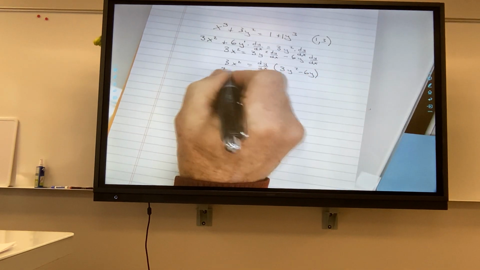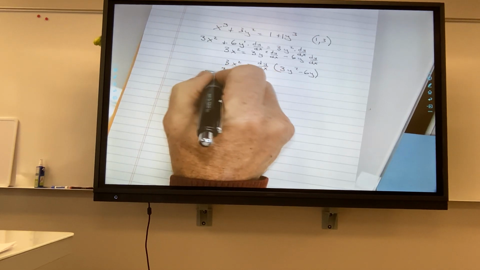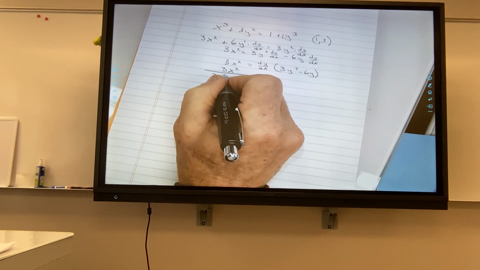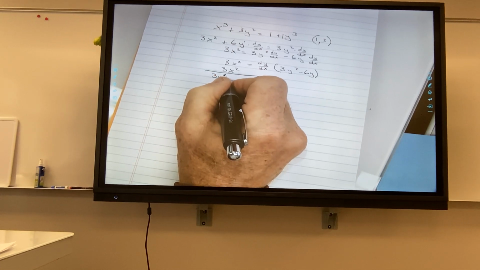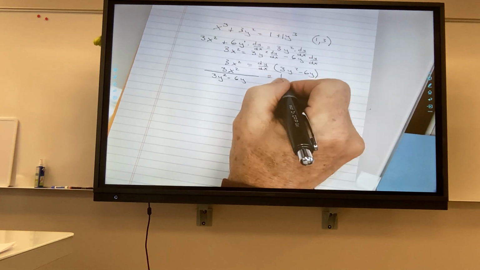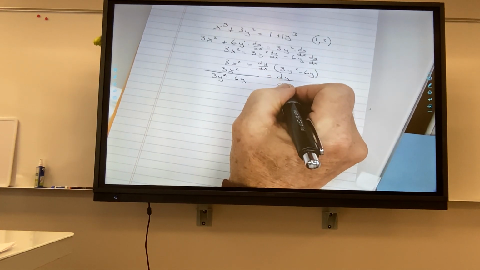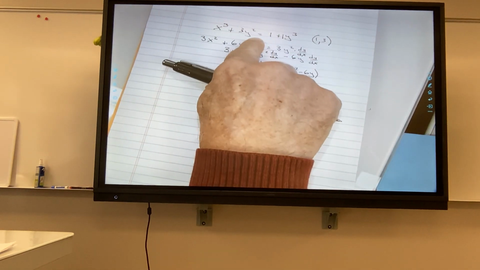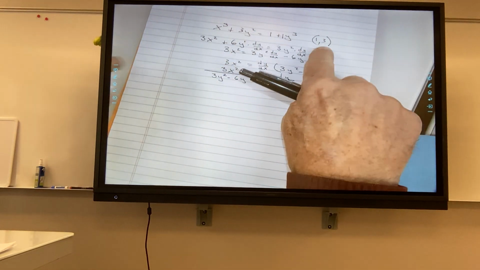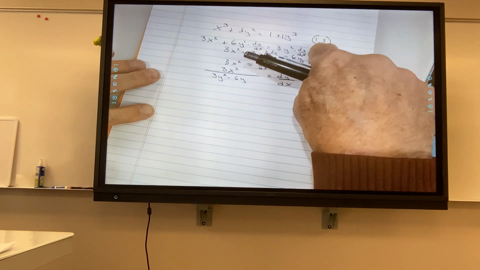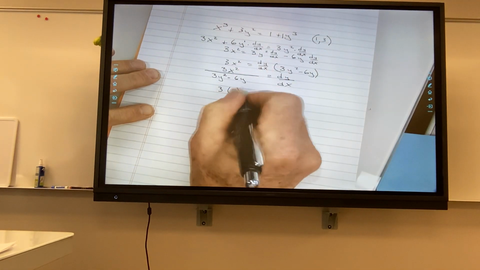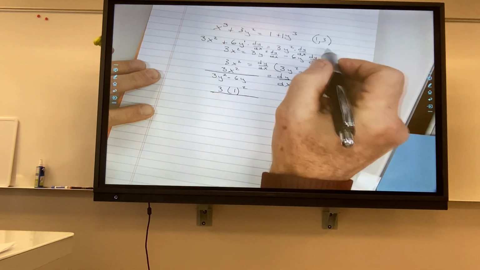And for my expression, I'm going to get the slope of my tangent line as 3x squared over the quantity 3y squared minus 6y. This gives me my slope at any point on that crazy curve that I showed you. So now I want to know what the slope is at that point. So I'm going to put a 1 in there, and down here I'm going to put a 3.